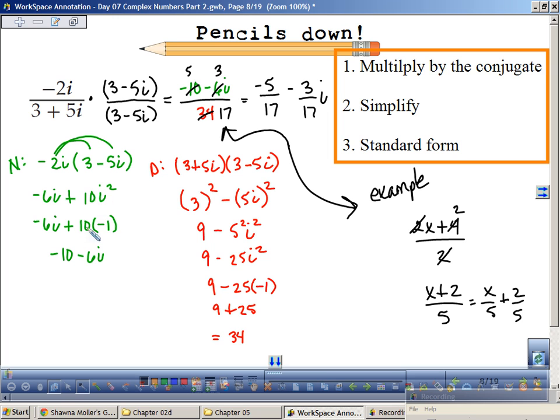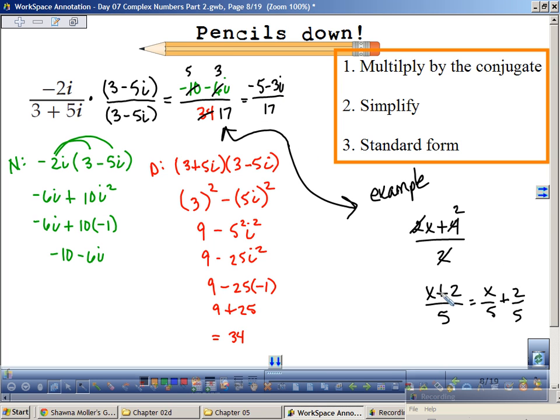10i squared is 10 times negative 1, makes negative 10. Do you see it? Right here? I skipped a step. I have negative 5 minus 3i over 17. Is that what's left over? I'm going to split them up.